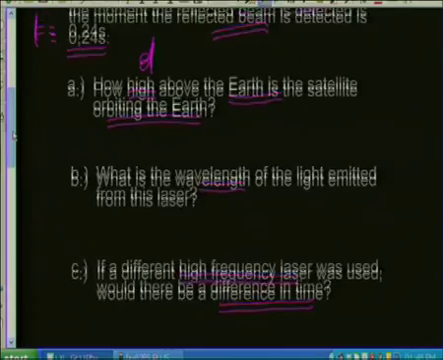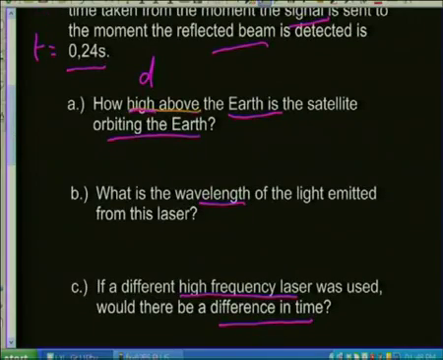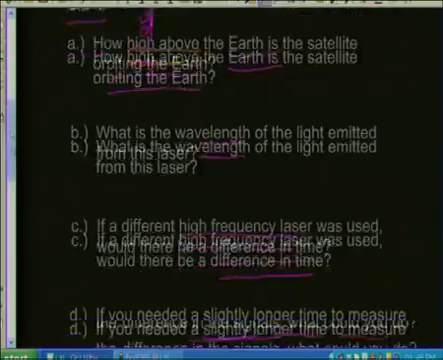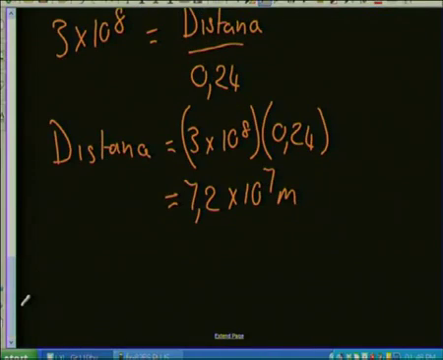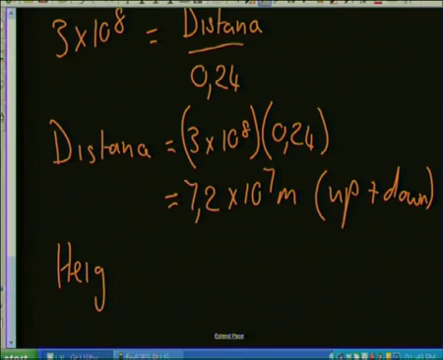Now, guys, there's just one thing that's bothering me. This is the distance that the signal has traveled. But the question, if we go back, was how high above the Earth. Now notice what I did over here. I said that it went up and it came down. So we've got the distance for going up and down. So I'm wanting to remind us that this is up and down. But what we really want is to get height. So be careful when you read the question.